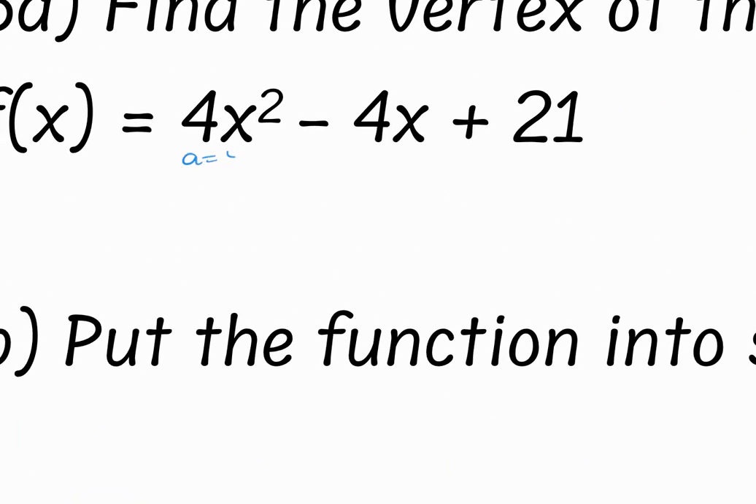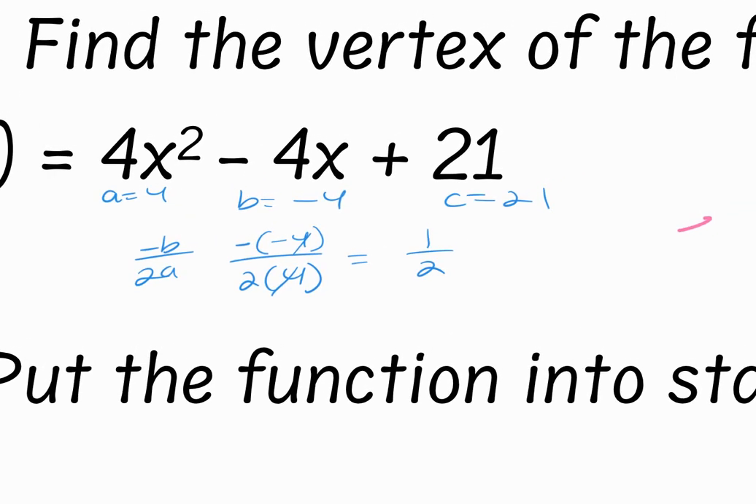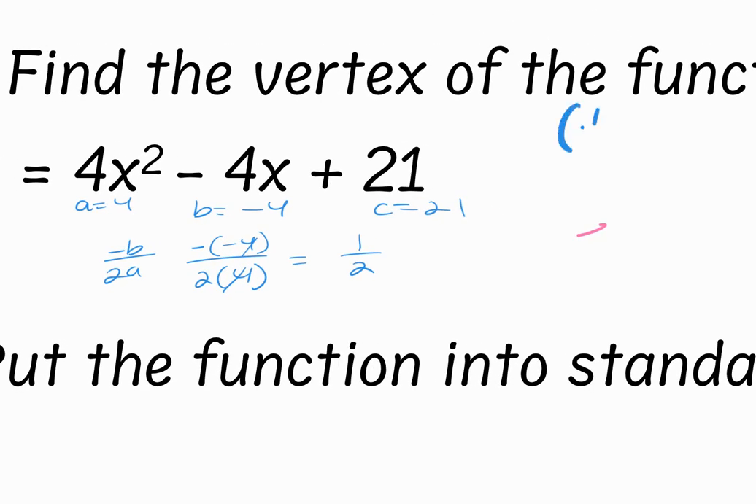So if a is 4 and b is negative 4, I don't need c, but it would be 21. Then my negative b over 2a would be negative negative 4 over 2 times 4. And these cancel, and I end up with a positive 1 over 2. Or I could have multiplied it out and gotten 4 over 8, which is still 1/2. And that's the x coordinate of my vertex.